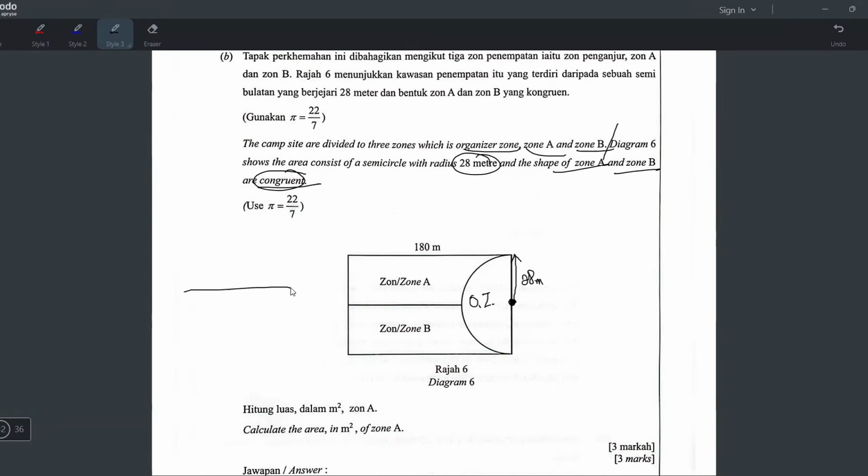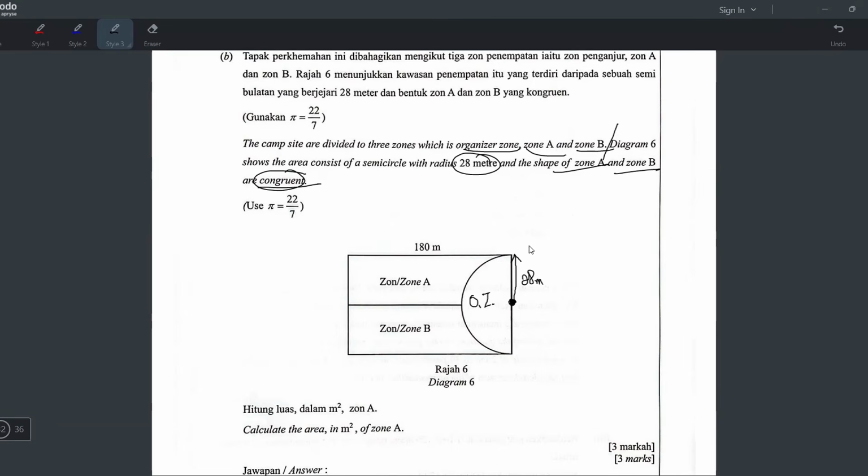Yeah, you cannot find the zone A area directly, because what is this shape, right? You don't tell me this is a trapezium. Don't say like, oh sir, no no no, for a trapezium this line must be straight, not like this. So yeah, that's why I cannot find it directly. I have to take the area of the rectangle minus the semicircle and then only divide by 2.